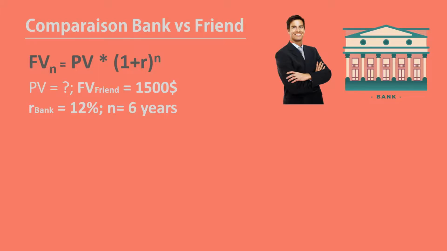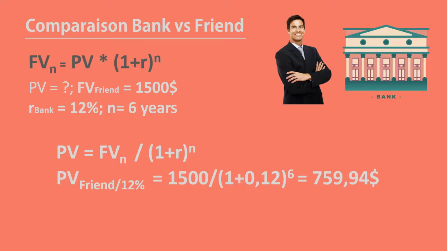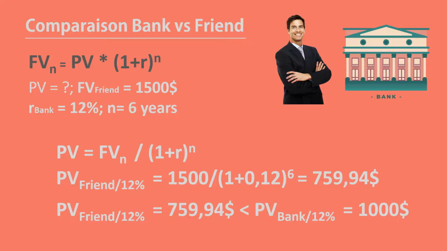Now let's modify the formula so that we can calculate the present value, which is future value divided by 1 plus R to the power of n. So we have 1,500 divided by 1.12 to the power of 6, which is $759.94. So $1,000 present value in the case of the bank is greater than the $759.94 present value of the friend case.